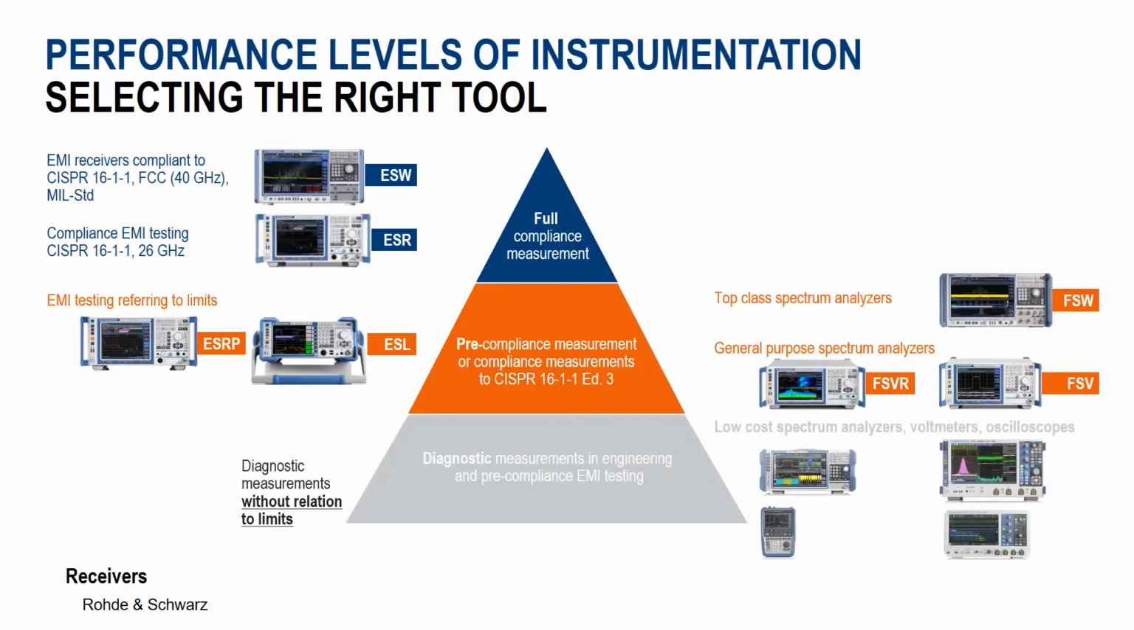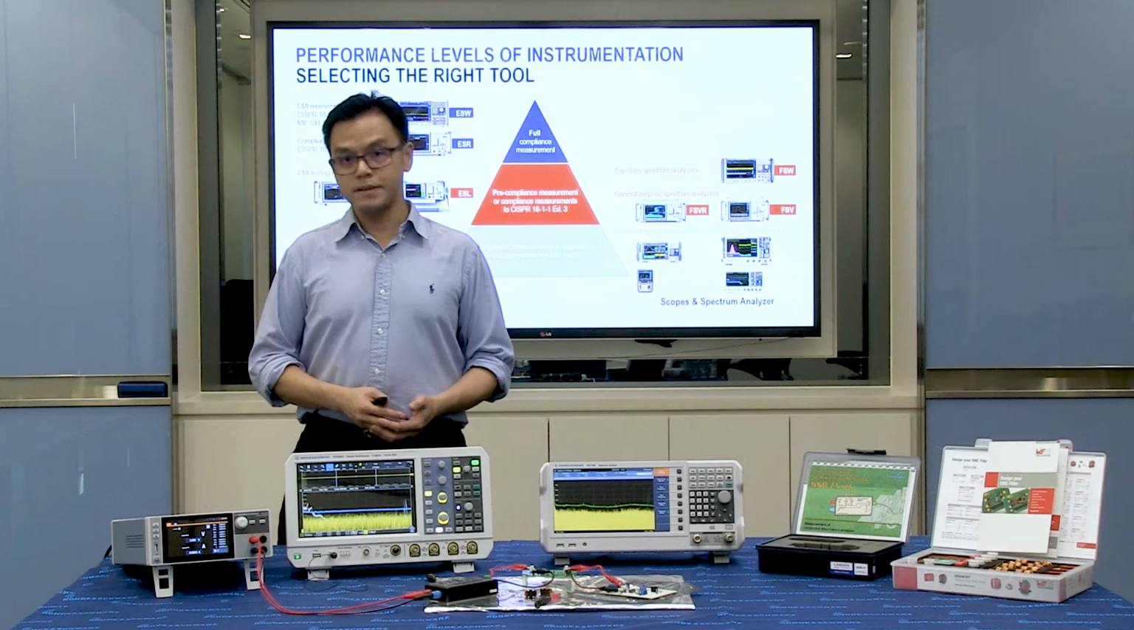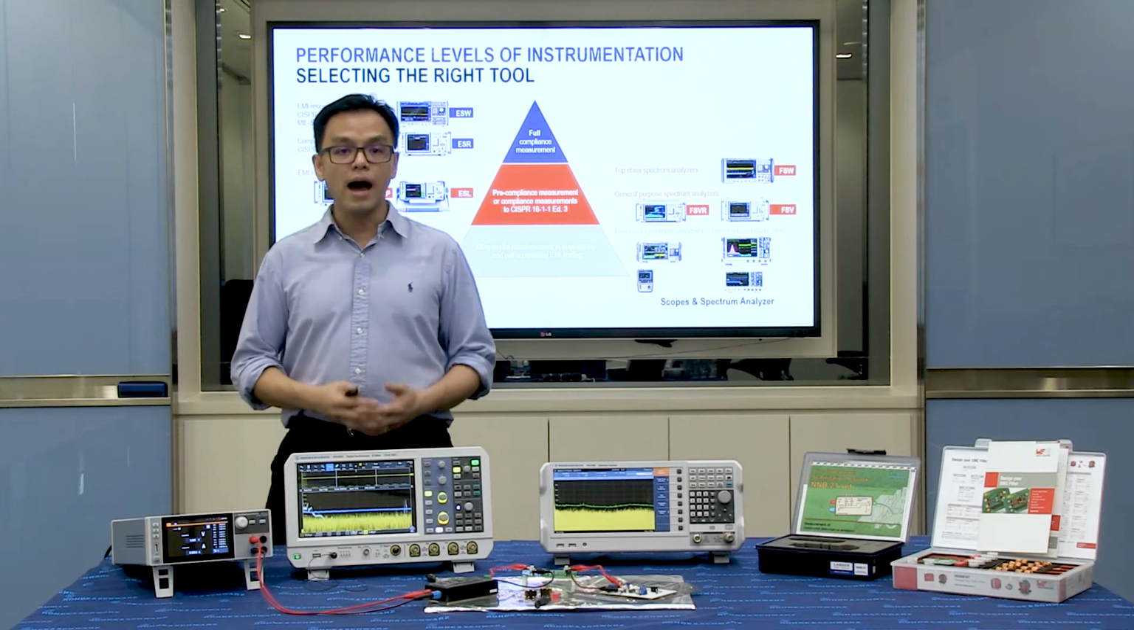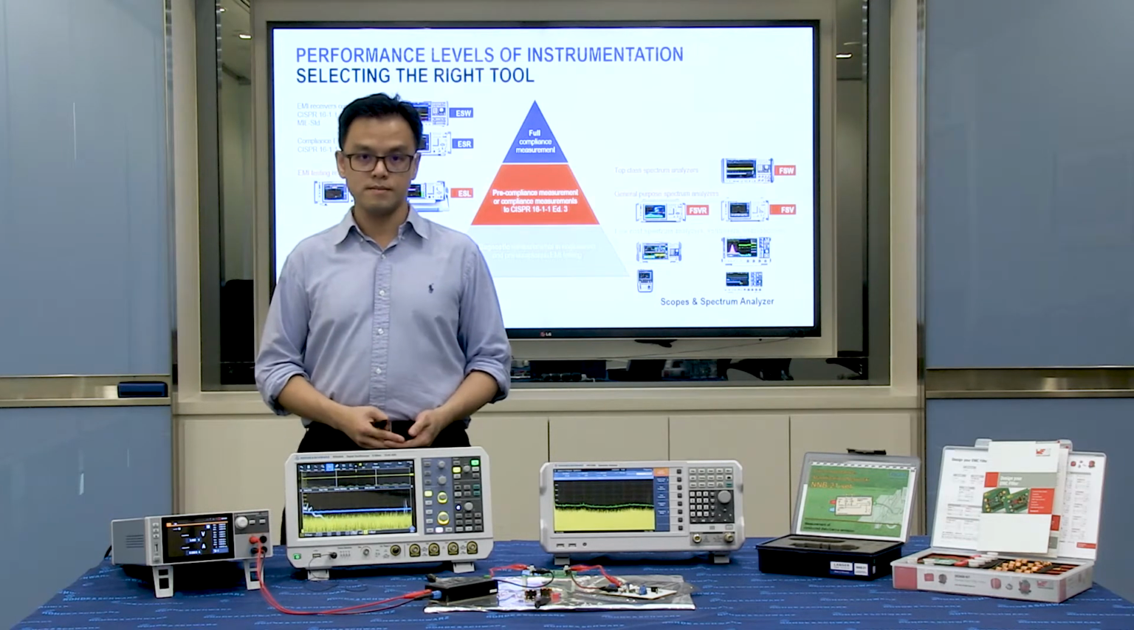Going below pre-compliance, there's also an arsenal of diagnostic equipment like scopes and handheld spectrum analyzers that allow users to correlate EMI measurements to their DUT characteristics. They typically do not include CISPR limit lines because they are really meant for general RF and time domain measurements.